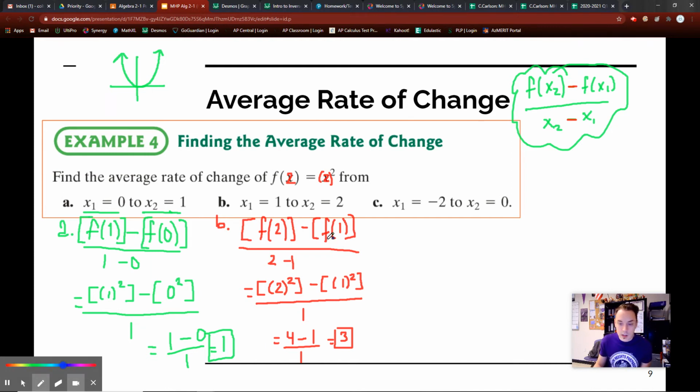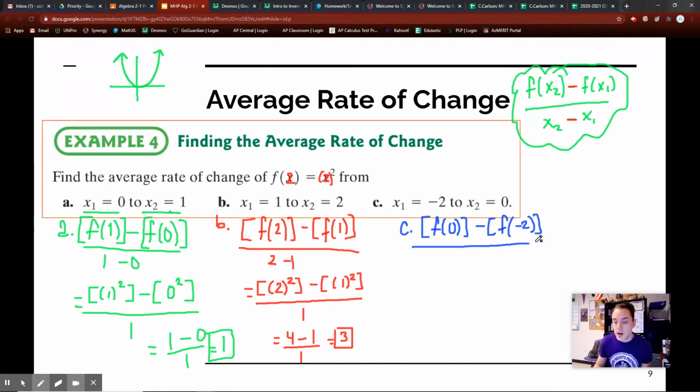Let's go to the last one. The last one right here. I'm going to go a little bit faster. So what this is saying is f of x2, so that's 0, minus f of negative 2, all over 0 minus a negative 2. So here's the difference. This is already a built-in negative, right? That's my built-in negative. This negative 2 came from my x sub 1, so I need to make sure I include that.